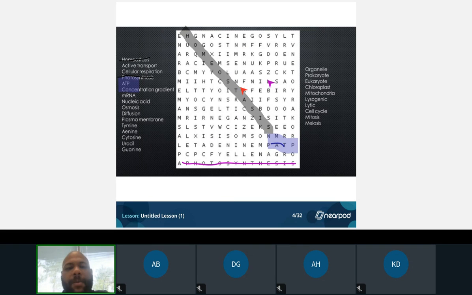Come on the screen. So terms like organelle and prokaryote and eukaryote, chloroplast, mitochondria, homeostasis, active and passive transport, nucleic acid, osmosis, diffusion, plasma membrane. Then we have thymine, adenine, uracil, guanine, mitosis, meiosis, cell cycle, lytic, and lysogenic cycles.